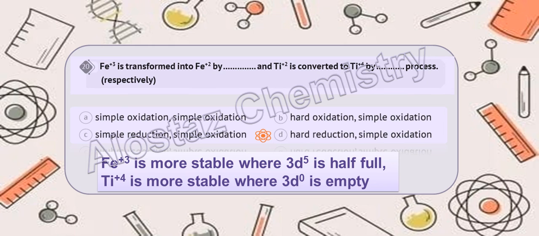But in the case of iron, we make hard reduction as it needs large energy to convert from iron +3 to iron +2. In the case of titanium, we make oxidation as we convert from a less stable to a more stable Ti +4, titanium ion +4. So we make simple oxidation. So the right answer here will be letter D.